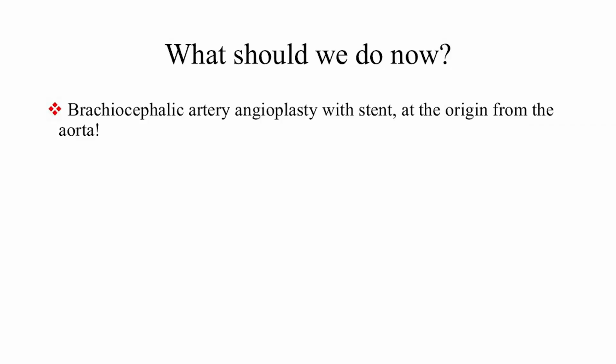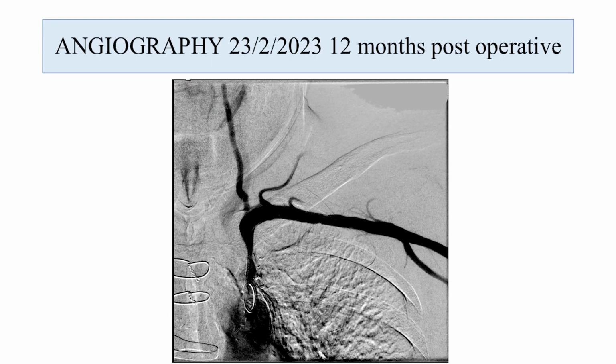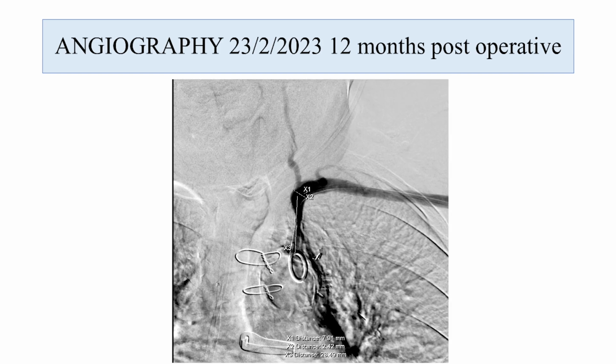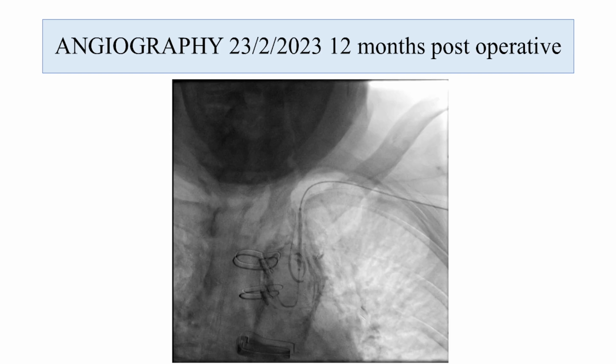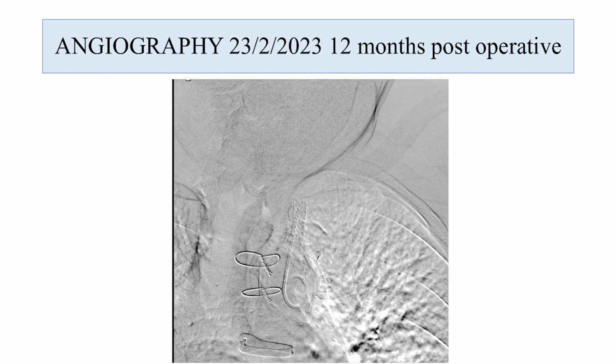What should we do now? Brachiocephalic artery angioplasty with stent at the origin from the aorta. Endovascular intervention done in February 2023, 12 months post-basilic vein transposition. You can appreciate the stenosis and the management of the stenosis with the stent.